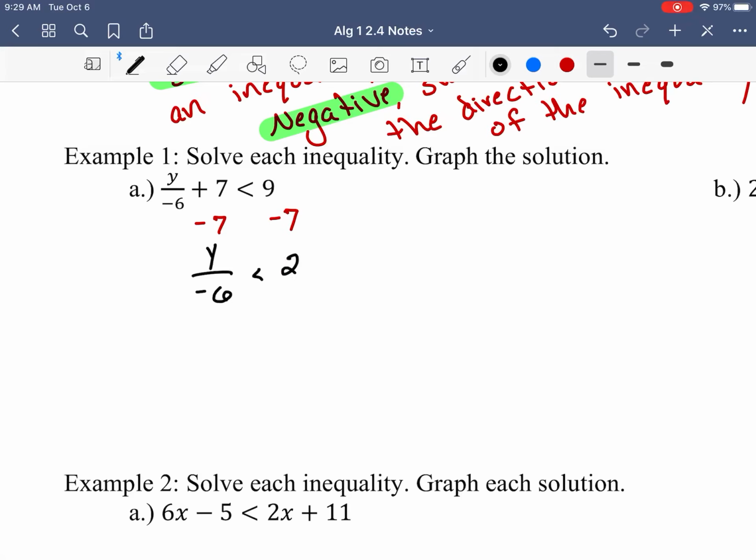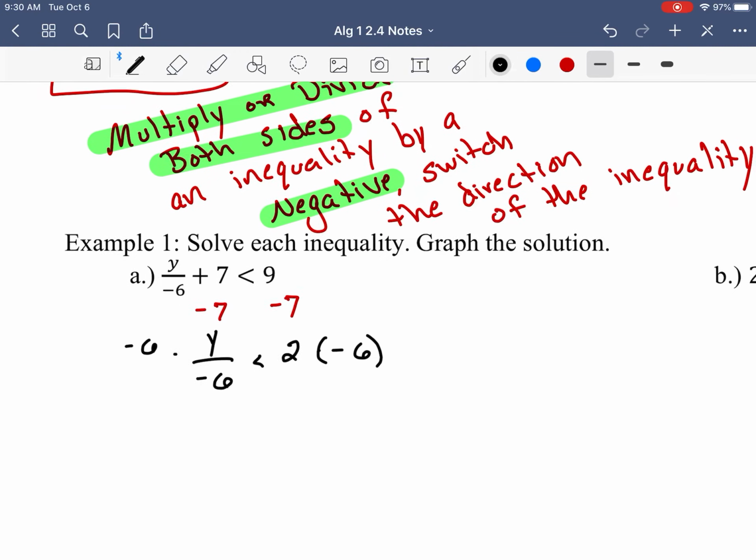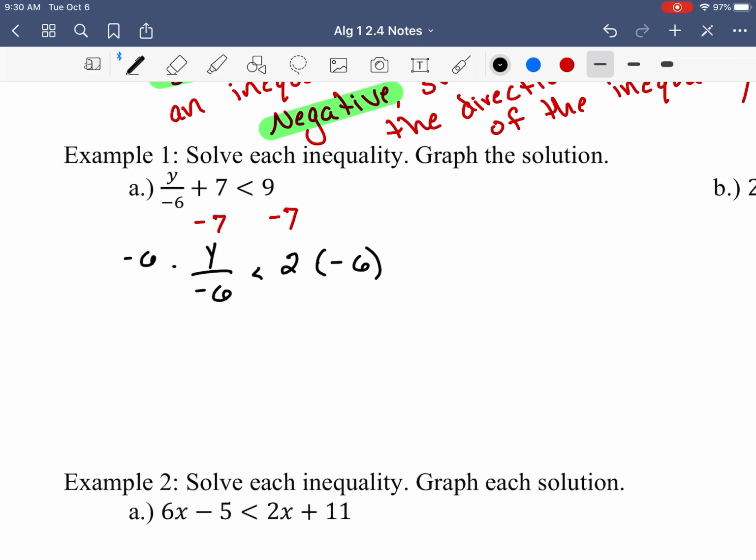And so I got rid of my add. Now I need to undo this divide by -6. To undo a divide by -6, I need to multiply both sides by -6, and put it in parentheses so we know we're not subtracting. But again, that's my very first caution. Here I am multiplying both sides by a negative, so the direction of my inequality has to switch. It has to go that way. Then this multiply by -6, divide by -6 is 1. So y is going to be greater than -12.